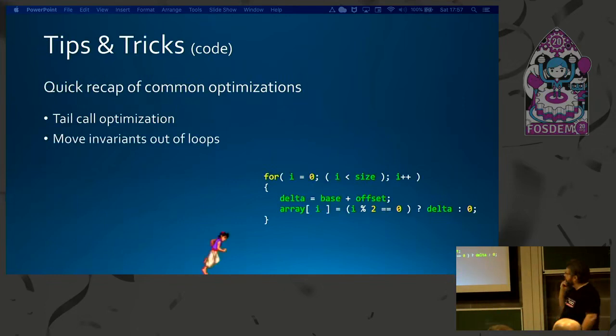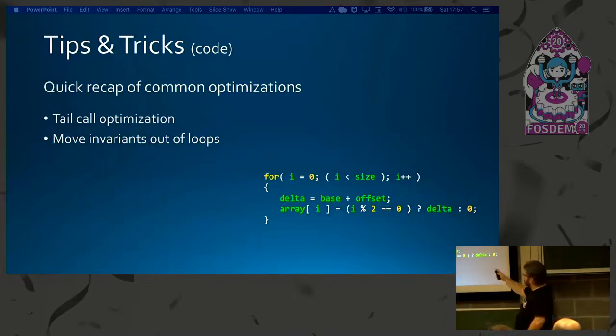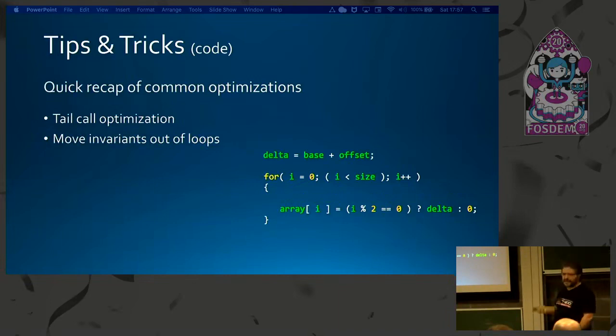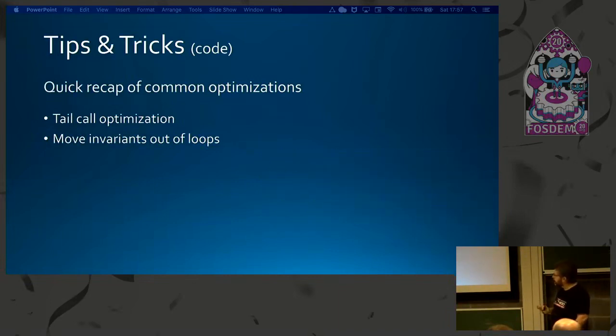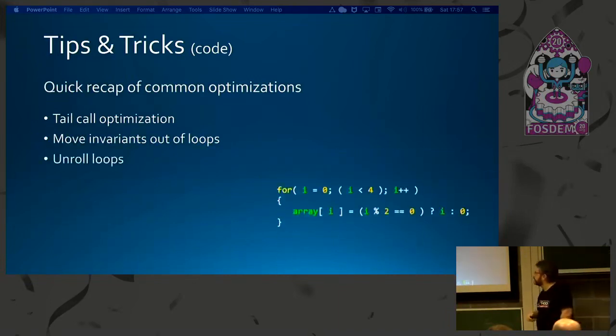Okay, move invariants out of the loop. So what we have is that delta equals base plus offset. That doesn't change anywhere in the loop, right? So it's moved out of there and outside. Those are the most typical optimizations that are current knowledge, right?